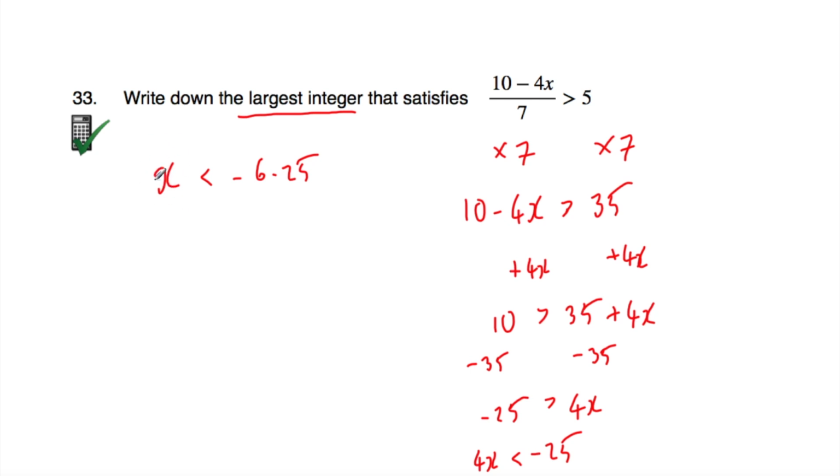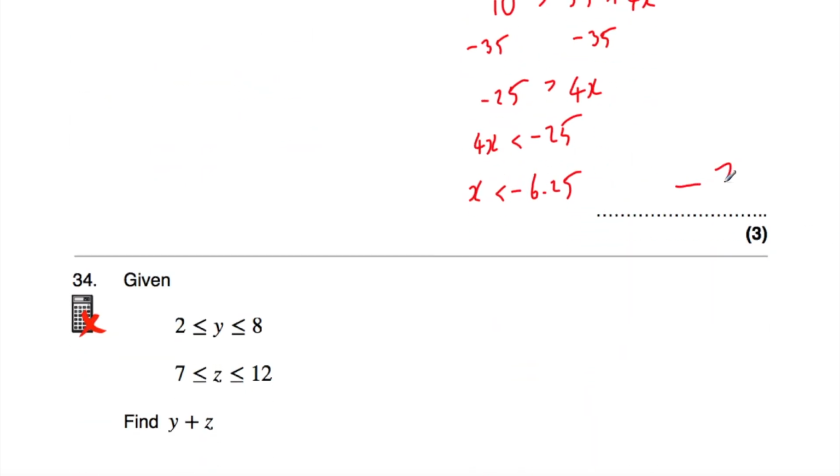It couldn't be minus 6, because minus 6 isn't less than minus 6.25. So the biggest value, the largest integer that x can be, would be minus 7. So let's write that down, minus 7.